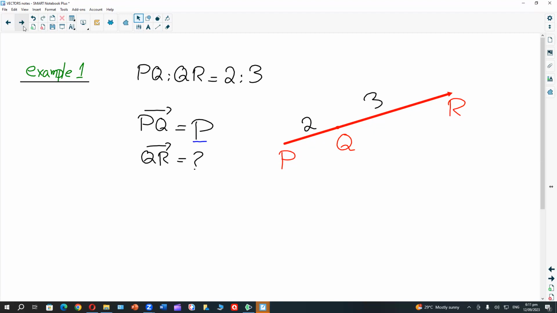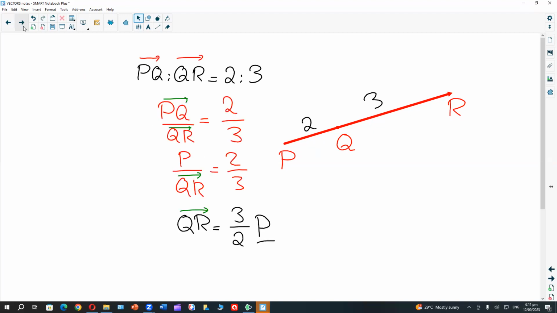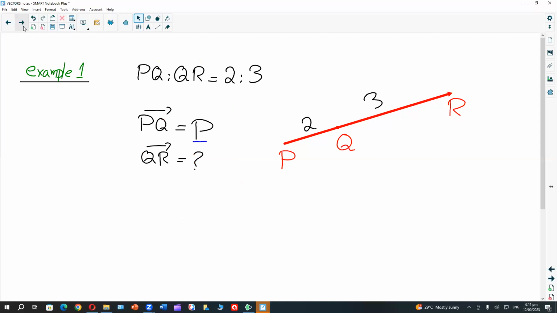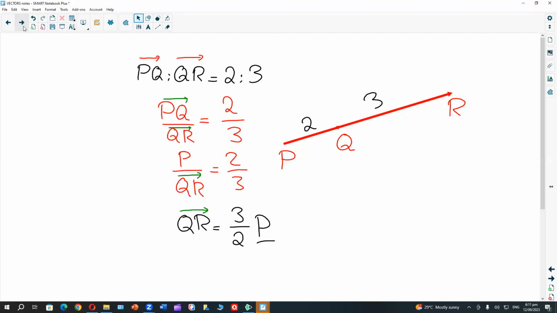QR will be 3. Look at the ratio. PQ upon QR is 2 upon 3. And if you want to make subject QR, you will write it as 3 upon 2 P. Look at that, PQ is equal to small p. This letter game is there in vector. Vector is a formal topic. So letters are always there. Okay, so share the working.